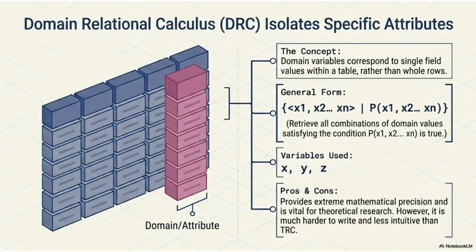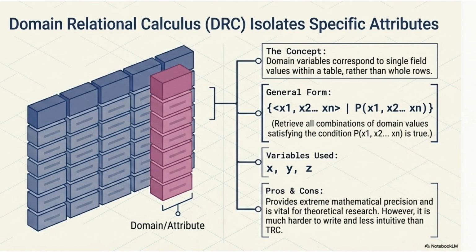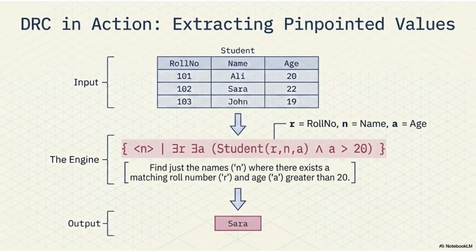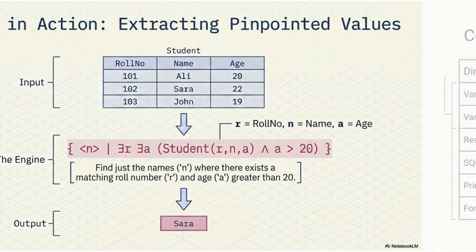Domain relational calculus, or DRC, focuses on individual fields. While it offers extreme mathematical precision, it is often less intuitive than TRC. Here, DRC extracts a specific name by pinpointing the roll number and age attributes, demonstrating its capability for high precision.